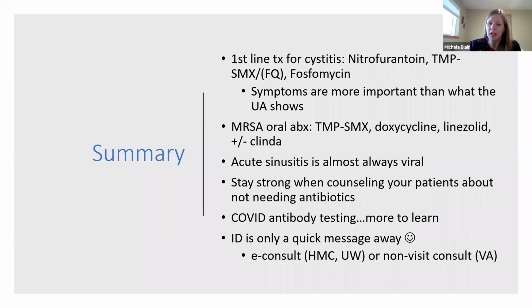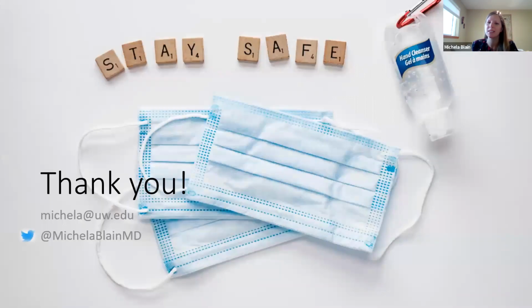So I will leave you here with my take homes. First line for cystitis: nitrofurantoin, trimsulfa, consider fluoroquinolone, then fosfomycin. Your MRSA oral antibiotics are trimsulfa, doxy, and linezolid, with 50-50 coverage from clinda. Acute sinusitis is almost always viral. Stay strong when counseling your patients about not needing antibiotics. And we're still learning about this COVID antibody testing. And don't forget, ID is just a quick message away. You can e-consult us at Harborview or UW, or do a non-visit consult if you're at the VA. We are happy to answer all kinds of questions.